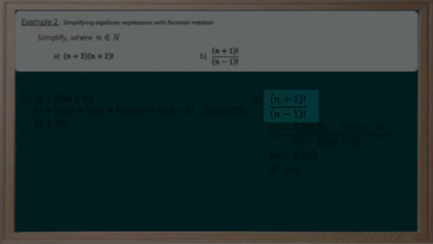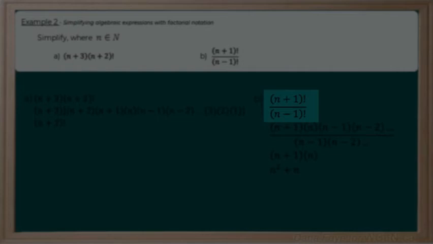All right, let's see if we can apply this in a more complex expression. So in this scenario, we've got n plus 1 factorial on the top, and I am dividing by n minus 1 factorial. So same tactic as usual.